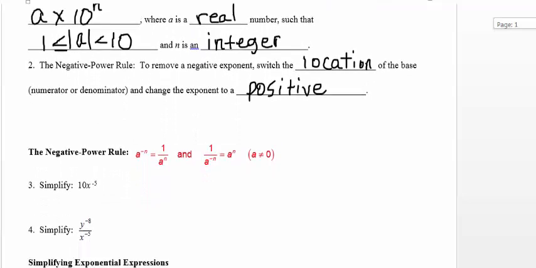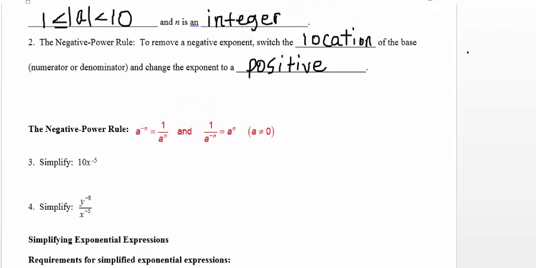So here's an example of that. A to the negative n is the same as 1 over a to the n. So the a moves to the denominator, the n changes sign. 1 over a to the negative n is the same as a to the n. A moves to the numerator here, and the exponent changes sign. And of course, a would have to be different from 0.